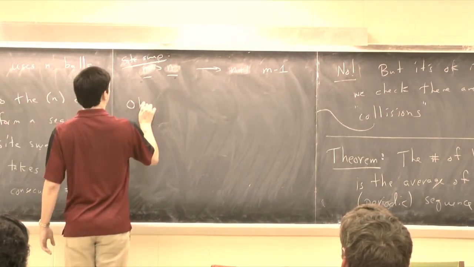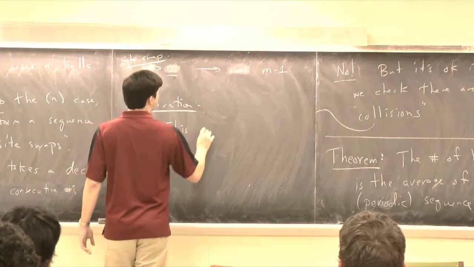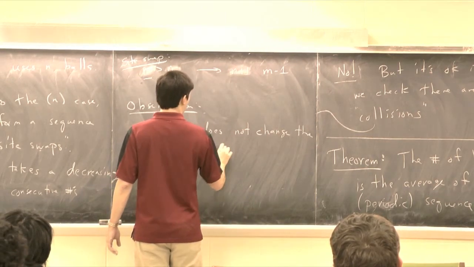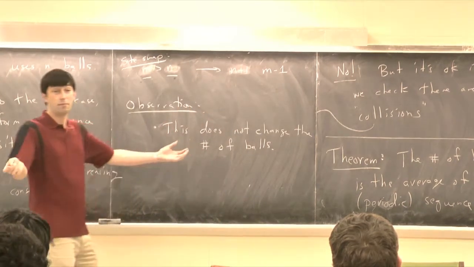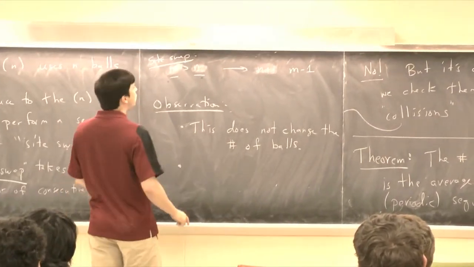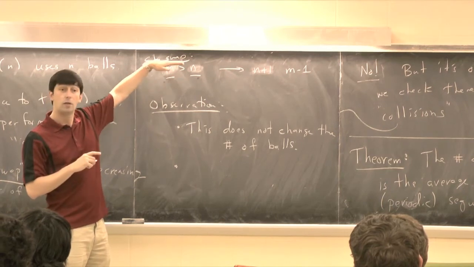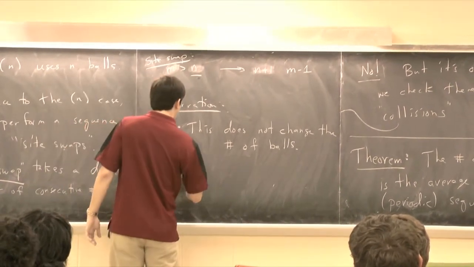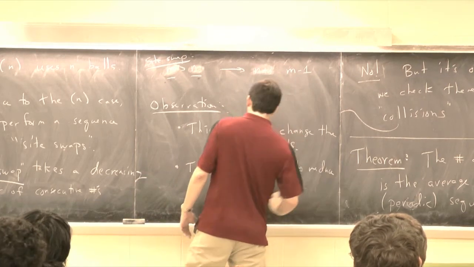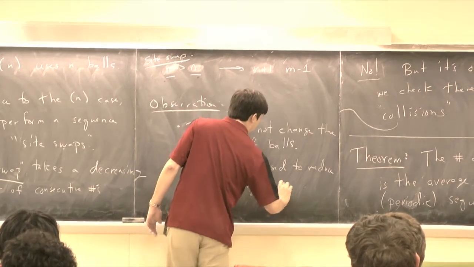And so a couple of observations here. The first is that this does not change the number of balls. I just changed where they went, but I didn't change the number of balls in the sequence. And so you can keep doing this. If you take m to be the biggest number in the sequence, you can keep doing that to the biggest number. There are finitely many places where it could appear, and you can make the biggest number in the sequence smaller. So this can be used to reduce the largest number in the sequence.